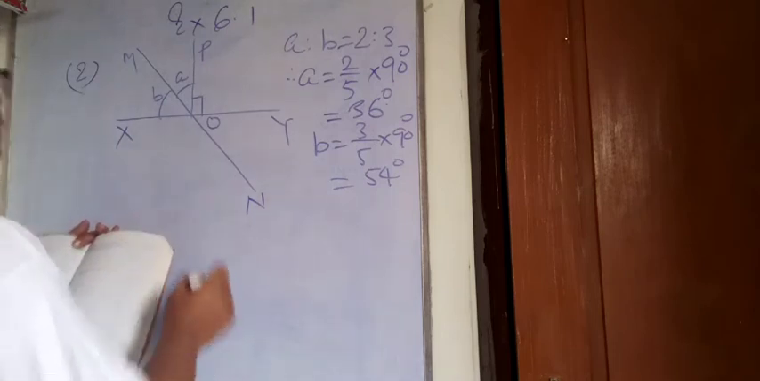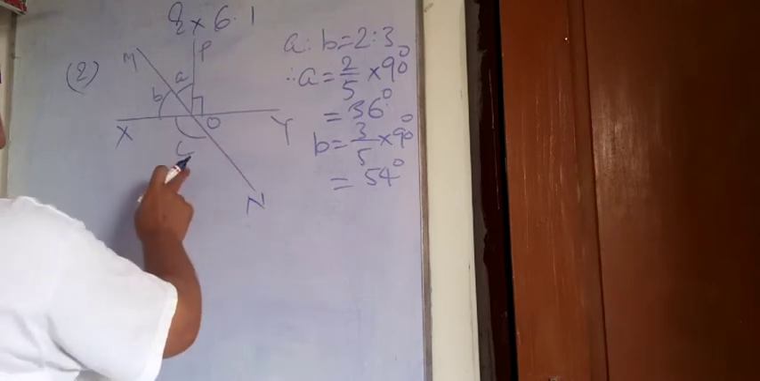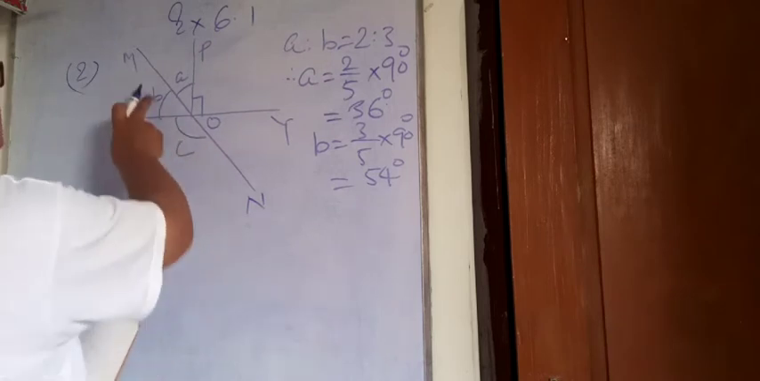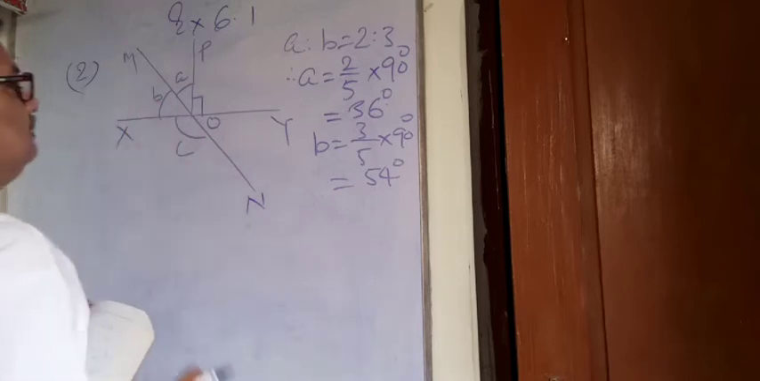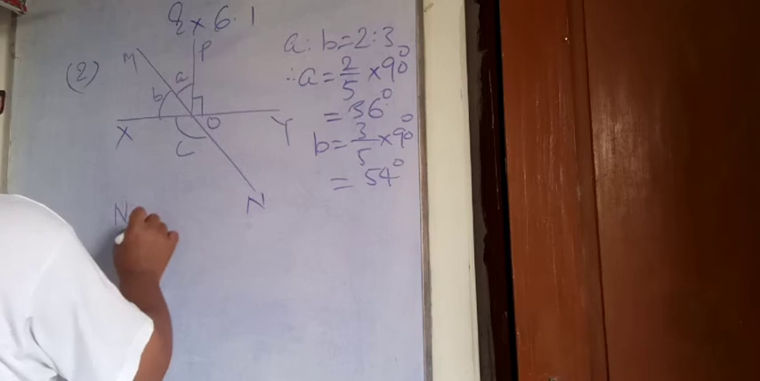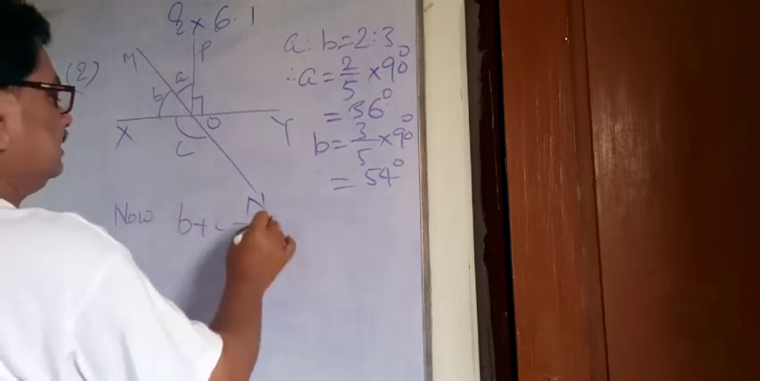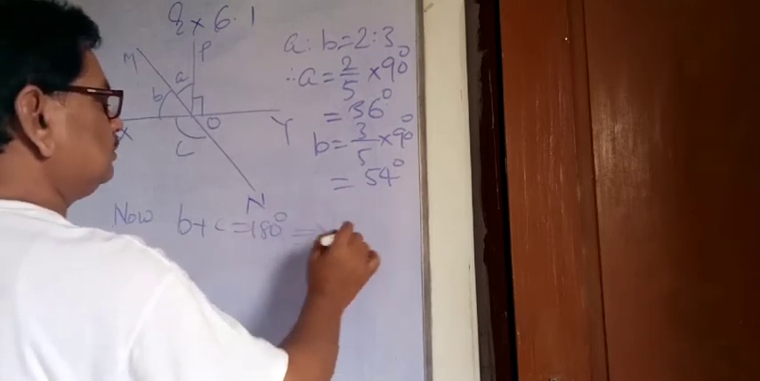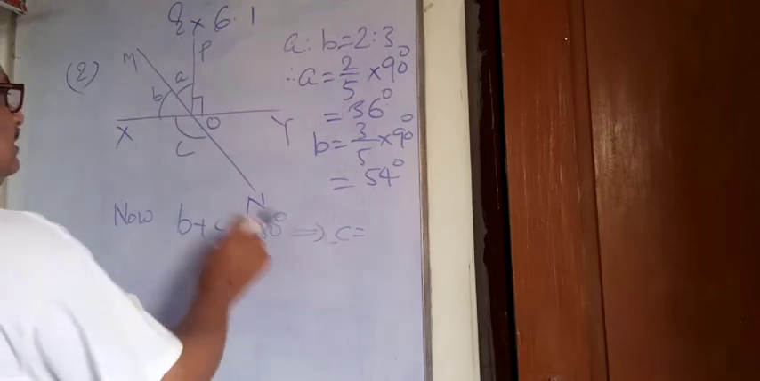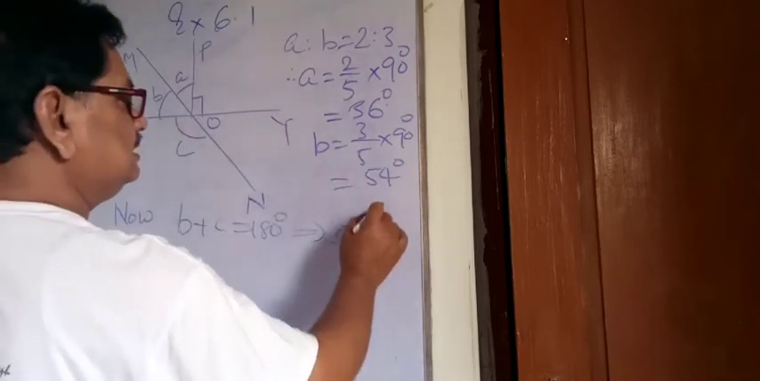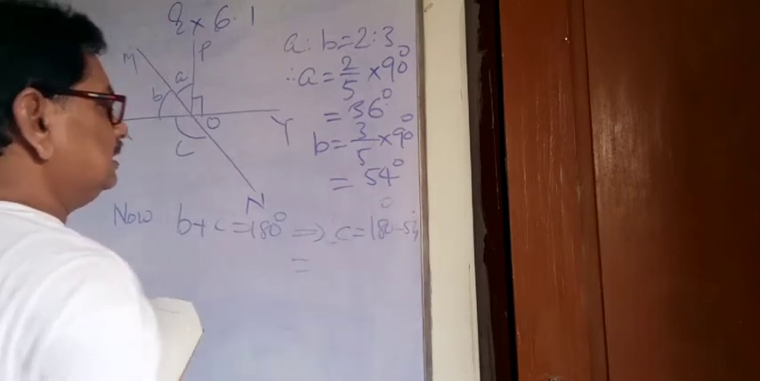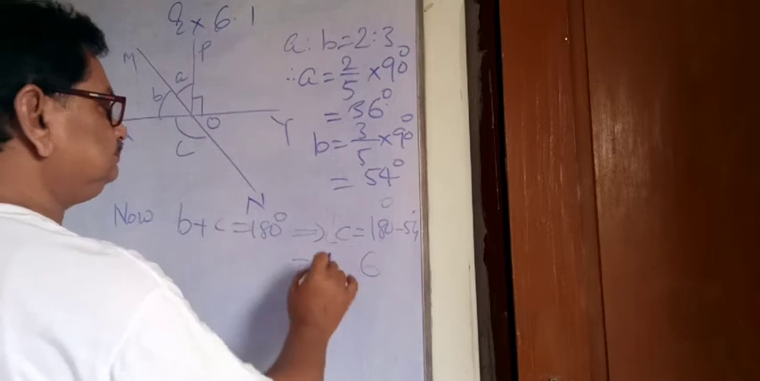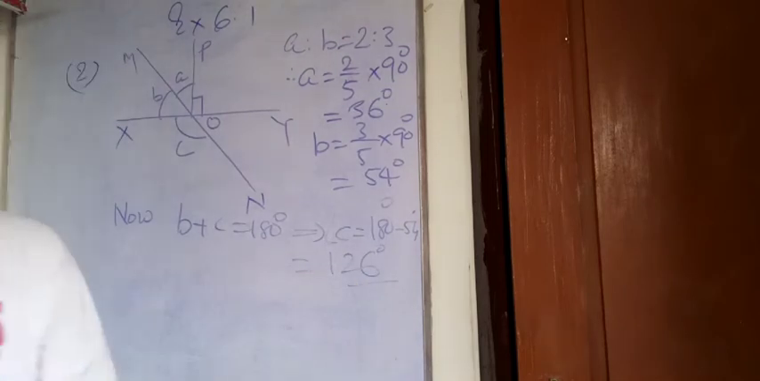But we have to calculate the value of C. C is here. So definitely B plus C. This is a straight angle, no? So B plus C will be 180 degrees. Now B plus C equal to 180 degrees, and from here B is 54. Therefore C will become, angle C or only C, how much? 180 minus 54, it comes 126 degrees. So this is the complete solution of question number 2. Now let's go for question number 3.